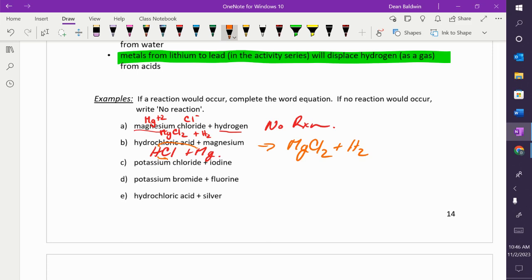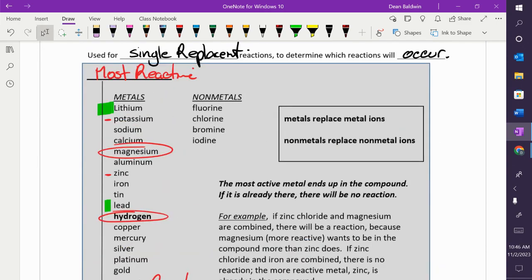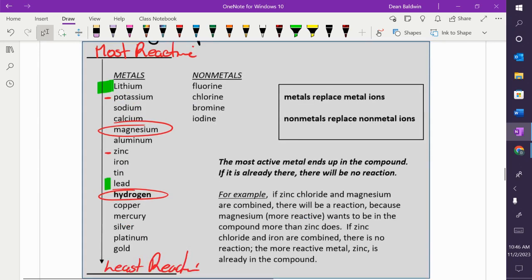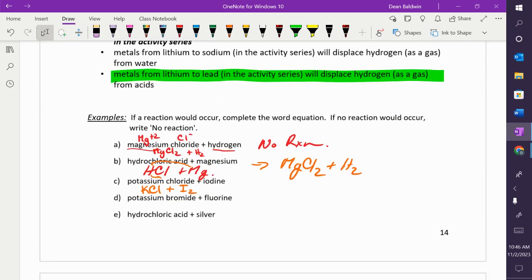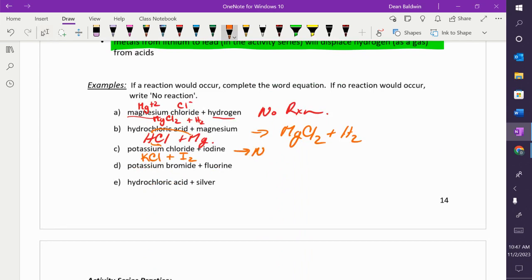Potassium chloride and iodine. So potassium chloride is KCl. Iodine is I2. So now, what are the metals in this reaction? There's only one, right? Potassium. So now we're just looking at a non-metal. There's an activity series for the non-metals though, right? Right here. Fluorine, chlorine, bromine, iodine. Will this iodine kick out chlorine? I.e., is iodine higher than chlorine? It is not. Iodine is at the bottom, essentially, and chlorine is right there. So iodine tries to kick out chlorine, and chlorine goes, no, this isn't happening. So this is no reaction.